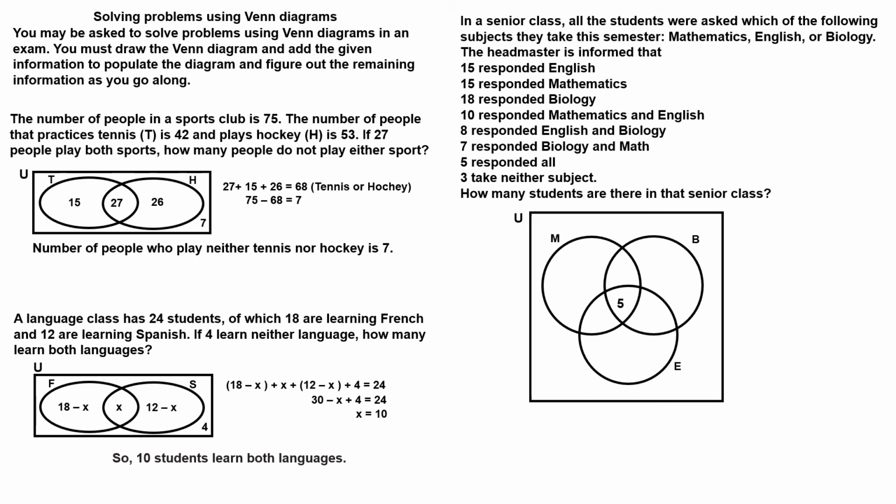7 responded biology and math. However, of the 7 who take biology and math, 5 were also taking English. So there are 7 minus 5 students in the math-biology overlap. 8 responded biology and English. But of those 8 taking biology and English, 5 are also taking math. So there are 8 minus 5 students who are taking biology and English.